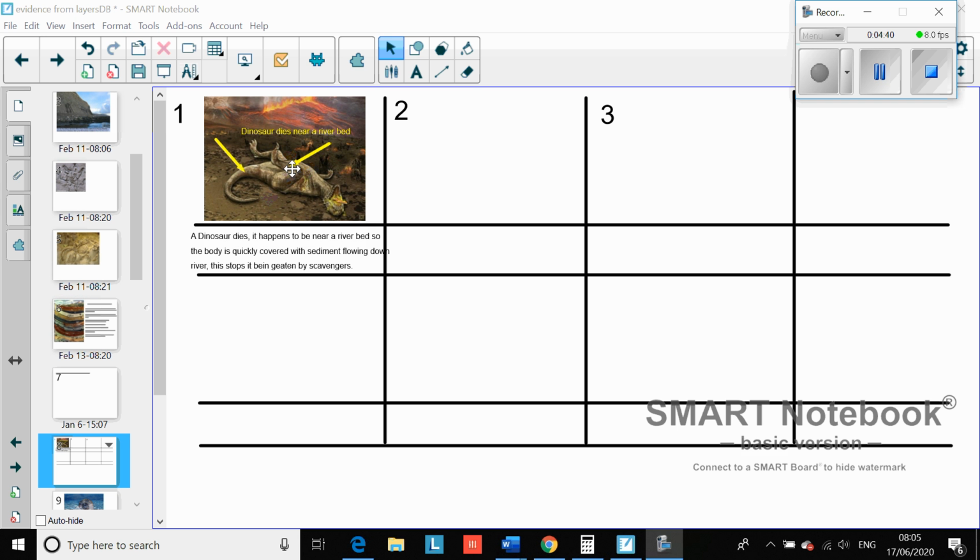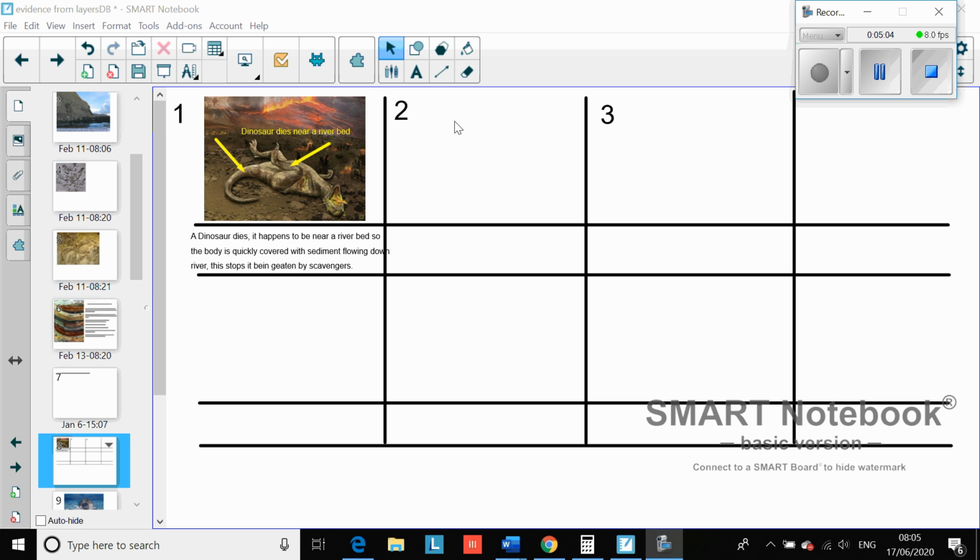happened. So I took a picture from the internet. You can do the same, or you can draw it in if you're a good artist. And I've just labelled what's going on in the picture very quickly. So dinosaur dies near a riverbed. So a dinosaur dies, it happens near a riverbed, so the body is quickly covered with sediment flowing downriver. This stops it being eaten by scavengers. So I've got an explanation of what's going on.